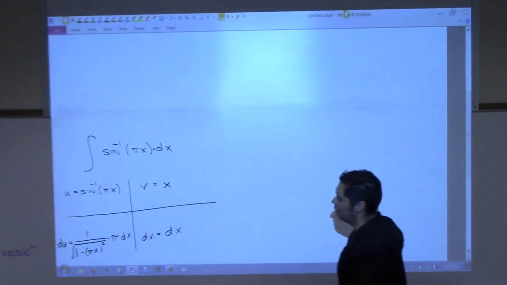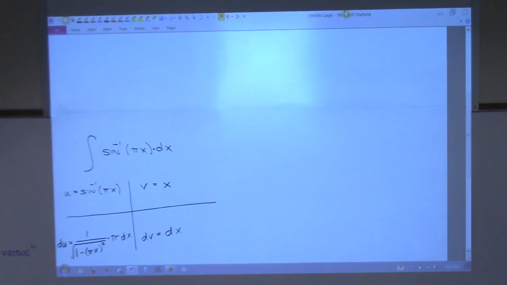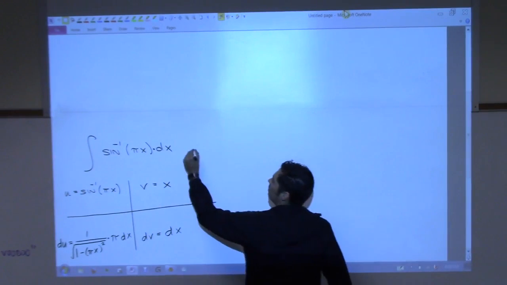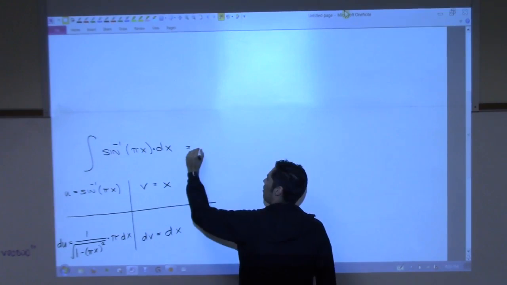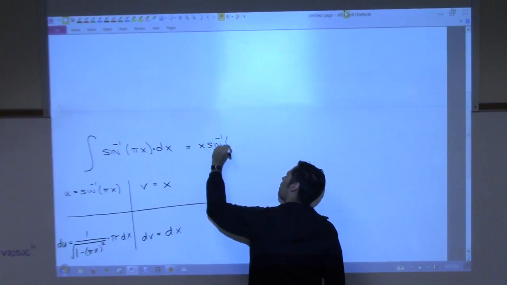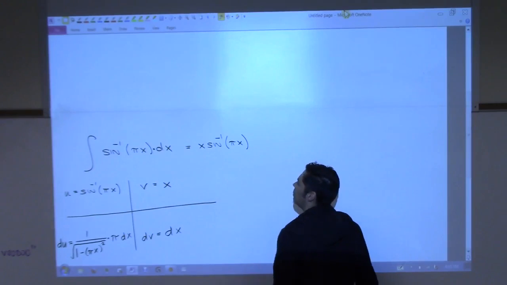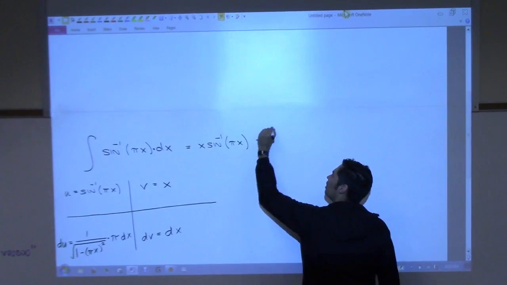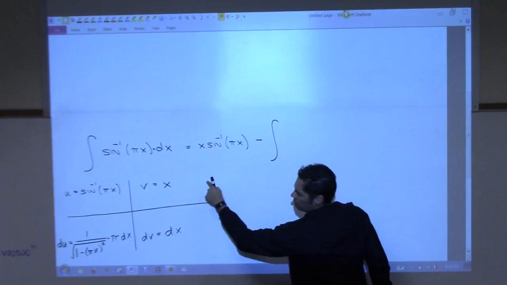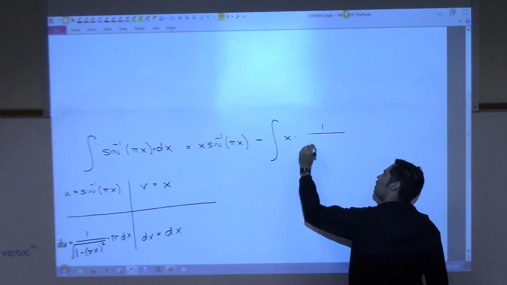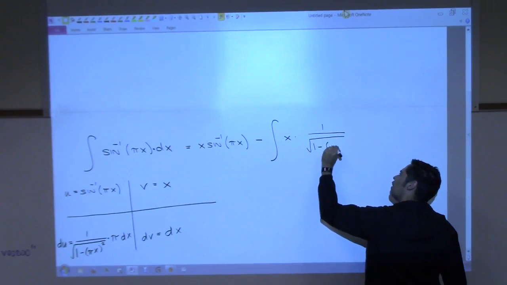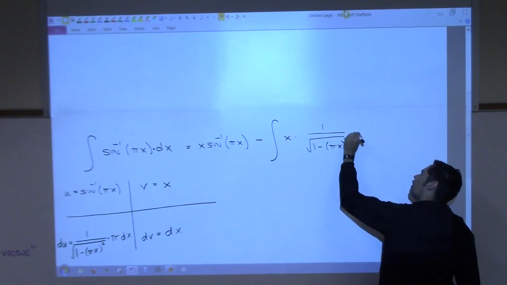Ooh, okay. Look at that diagonal. That doesn't look pretty, does it? But that was really your only choice. So let's see if we can get anywhere with this. Ultraviolet: sine inverse of pi x times this, so I'll throw that x in front. Minus the integral of that and that: x times 1 over the square root of 1 minus pi x quantity squared, times pi dx.